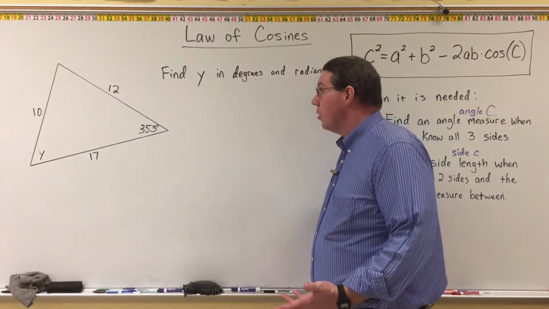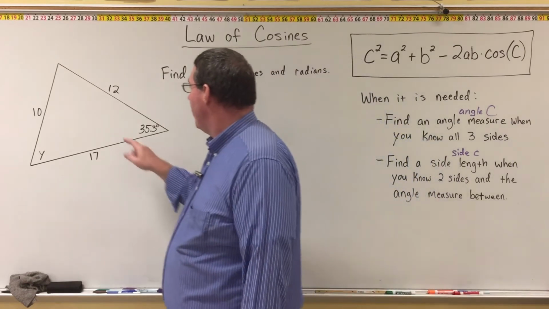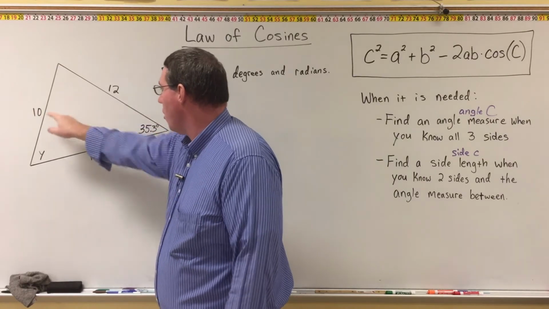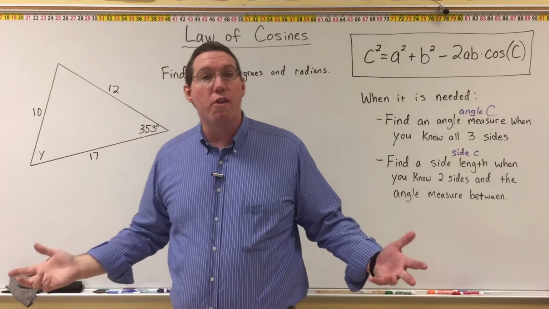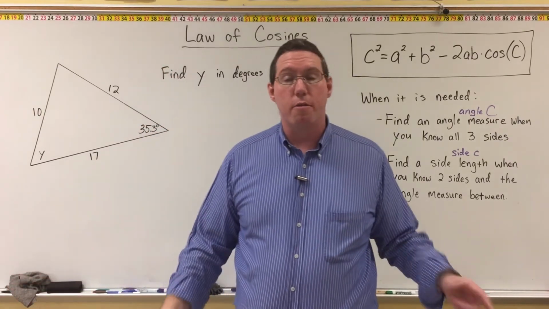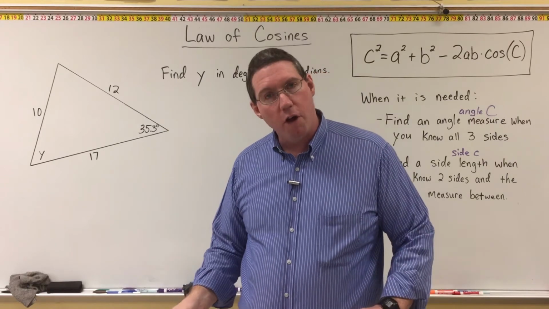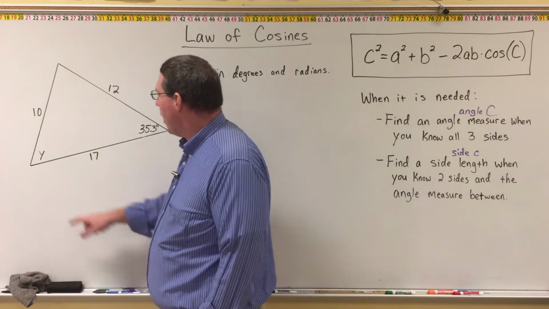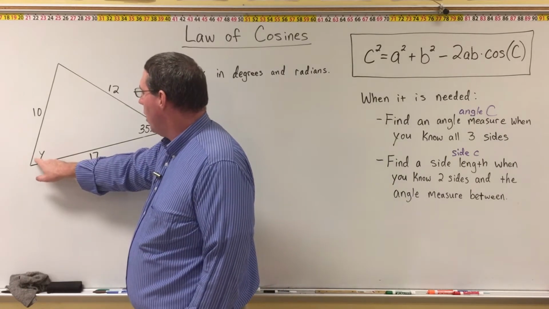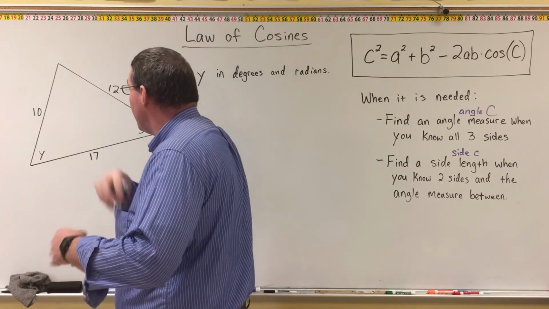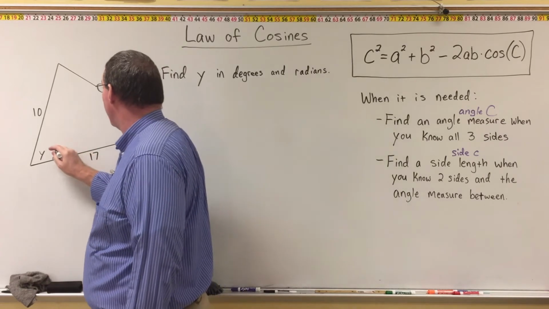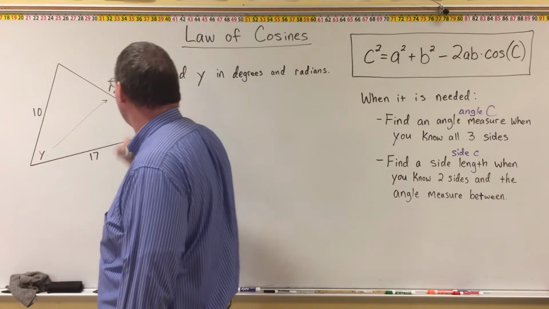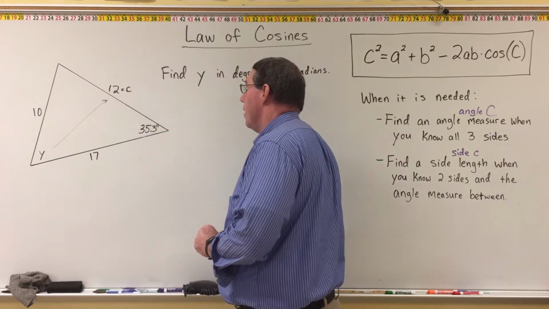Well, here's something cool. Now that we have a side length and an angle that are across from each other, we could use the law of sines to do this. But this video is on the law of cosines, so we're going to use the law of cosines. In order to find this angle, we need to be dealing with the side that is across from it. So this side over here is now going to be C.